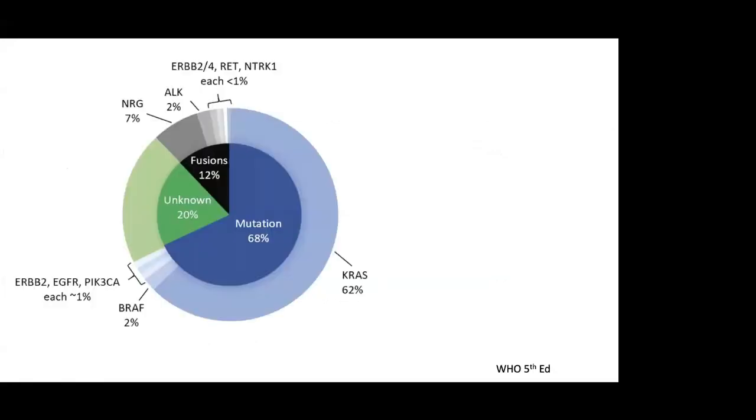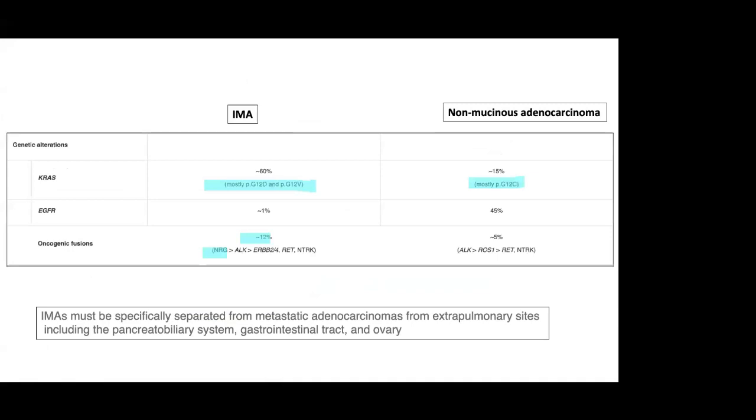Okay. And genomically, they have KRAS mutations rather than EGFR. And if you see the type of KRAS mutation, it is G12D in IMAs, in contrast to G12C, which is seen in non-mucinous adenocarcinoma. I hope you know that Asians have more EGFR and less KRAS, but the Western population shows more KRAS and less EGFR. So in a fraction of non-mucinous adenocarcinomas, we do see KRAS mutations, but that mutation is mostly G12C. But in IMAs, it is mostly G12D mutation.